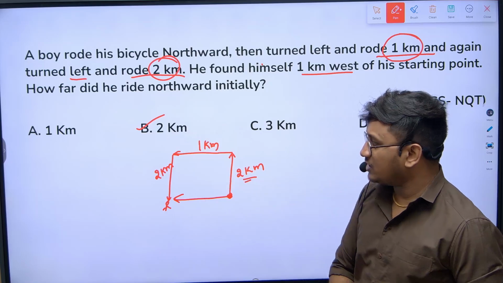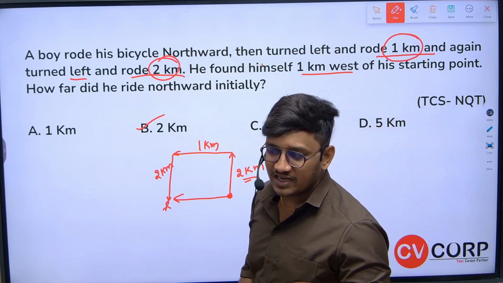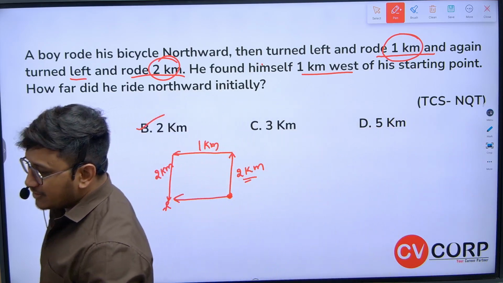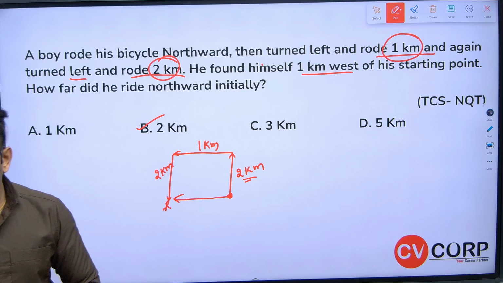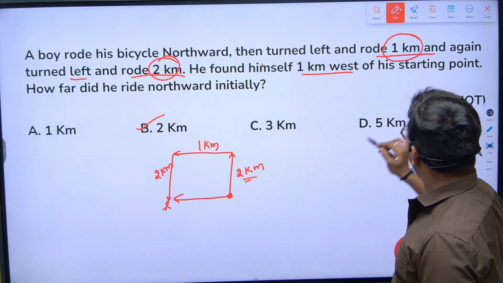So the answer is option B. It's all about how fast you understand the conditions. I hope you all are clear with the question. So let's go with the next one. Next question asked in the exam.